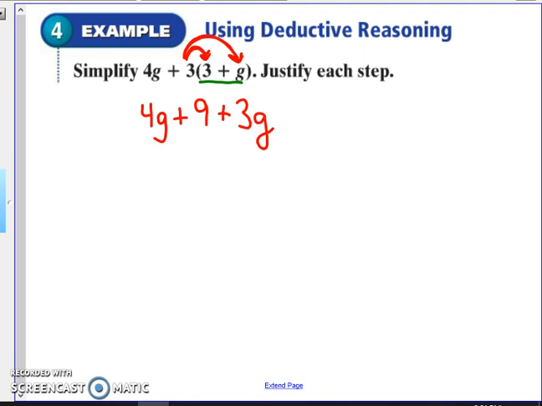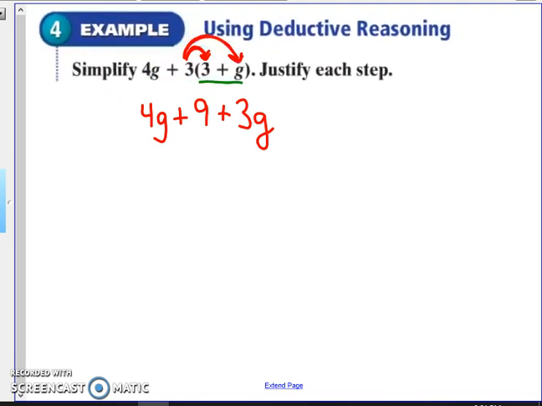So justify each step, like it says right here. We don't have to write sentences to justify it. I'm just explaining. Showing your work is another good way of explaining. Justify each step. I distributed. I used the distributive property. So I'm not just doing something crazy. I'm actually using mathematical logic here.